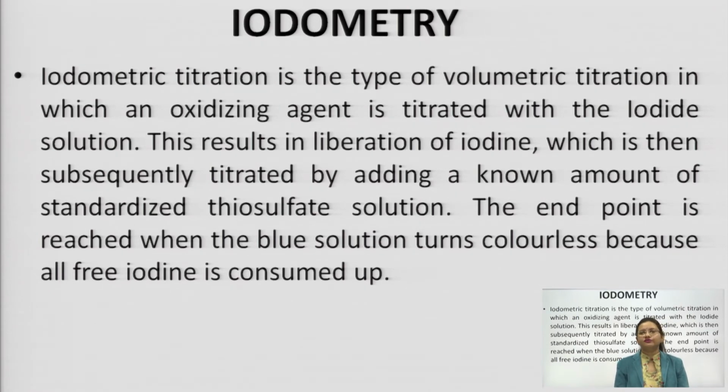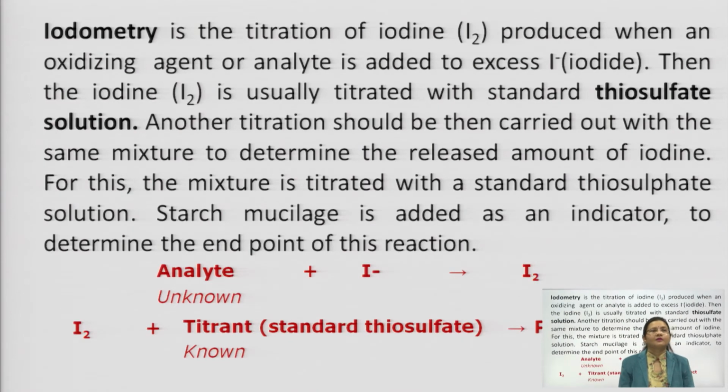The end point is reached when the blue color turns colorless because all the free iodine is consumed up. In iodimetry the end point had a blue color because of the starch and iodine reaction, but in this category the end point blue color converts to colorless because all the free iodine is consumed up and has reacted with the thiosulfate solution.